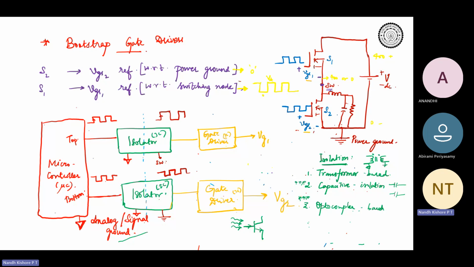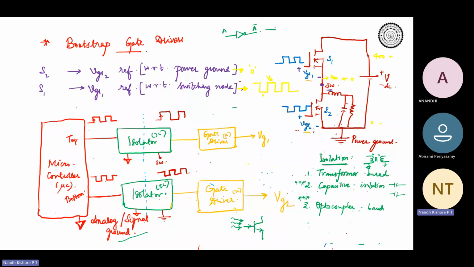For example, let's say you take a NOT gate. You know that a NOT gate converts your logic high into logic low and vice versa, right? What does a NOT gate do? It will convert logic high to logic low and logic low to logic high. So A becomes A bar.